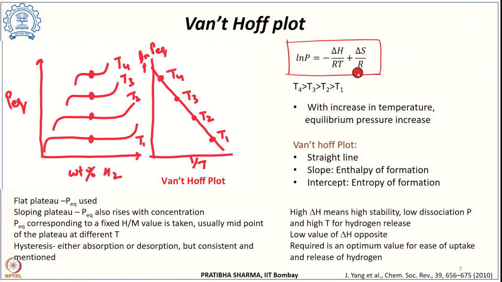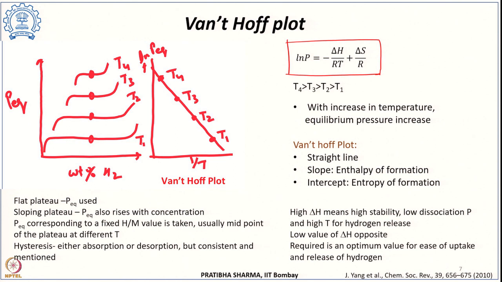Now, this term remains constant, and from there we can even get the value of delta H. How is it obtained? These are the pressure composition isotherms drawn for different temperatures T1, T2, T3, T4. When we get an equilibrium pressure in the case of a flat plateau, it becomes easier because the equilibrium pressure remains constant throughout the plateau region. We have also seen that as the temperature increases, the plateau pressure also increases and the plateau width decreases. So, equilibrium pressure here is increasing as the temperature is increasing.